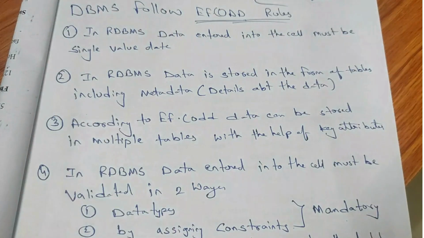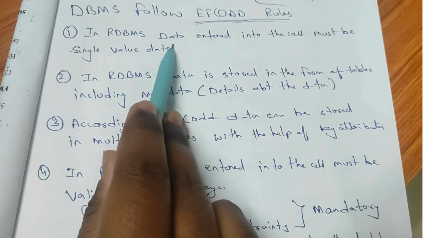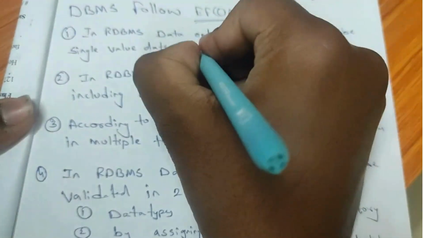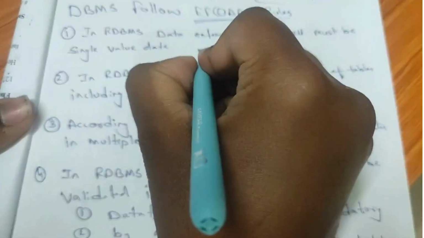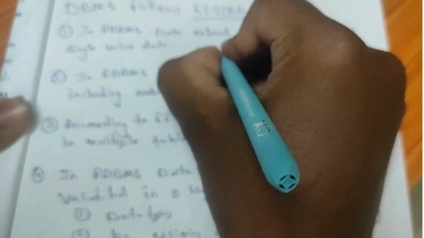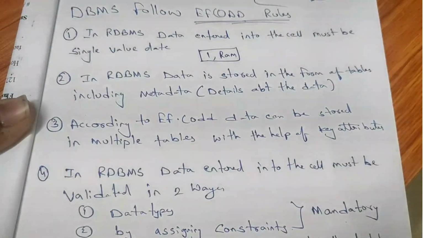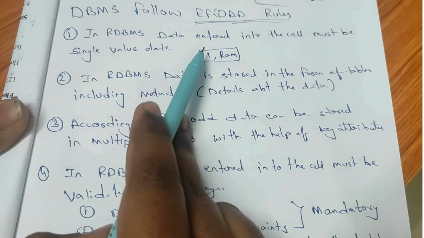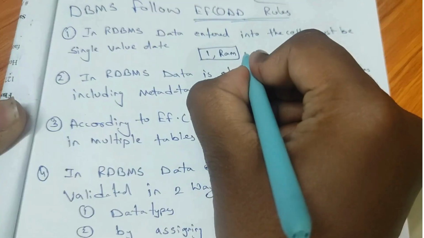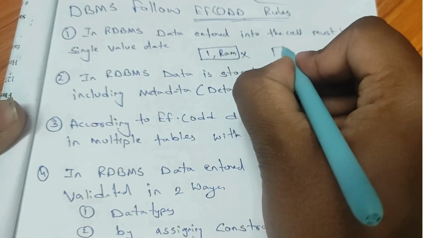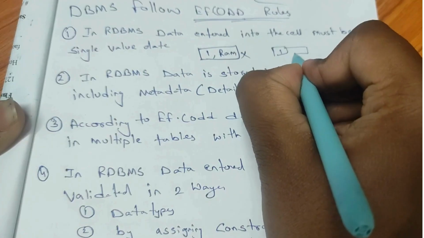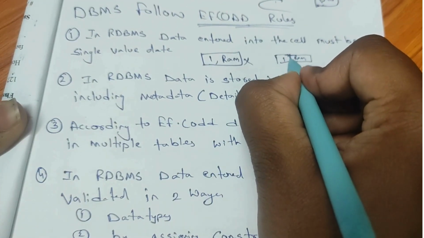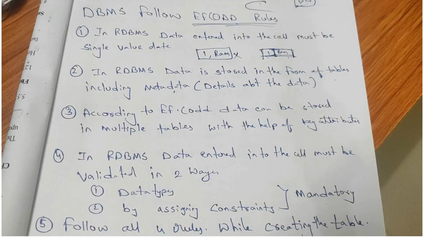The first one: in a DBMS, data entered into a cell must be a single value. Like we have a cell and we are writing 1 comma Ram. Here we can't write these two values in a single cell, and we'll get an error. We have to write 1 in one cell and Ram in another, so we have to take 2 cells.